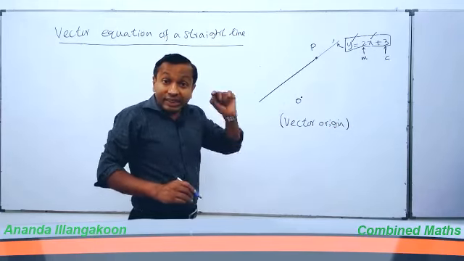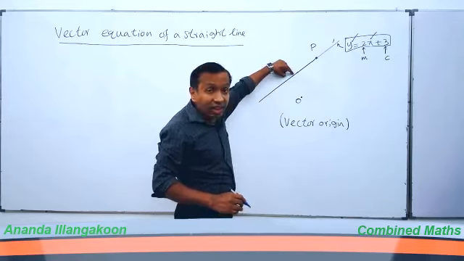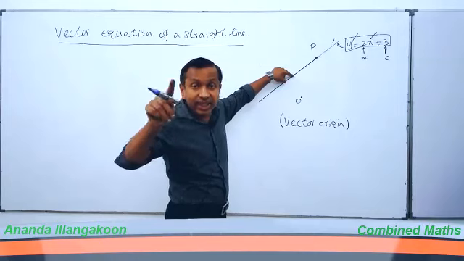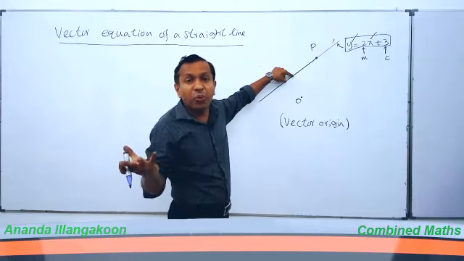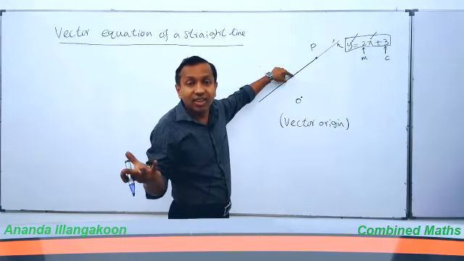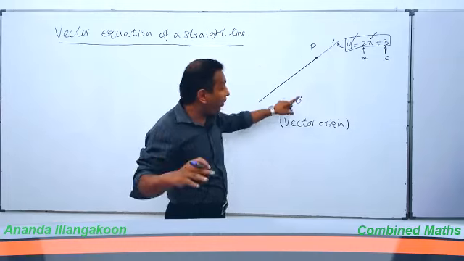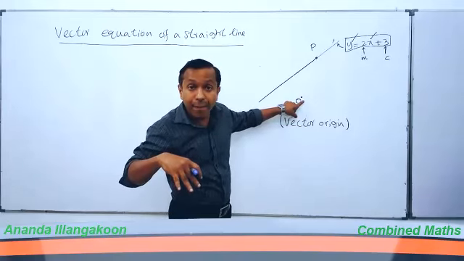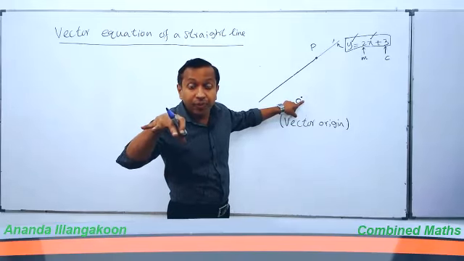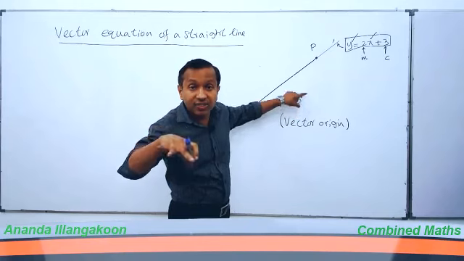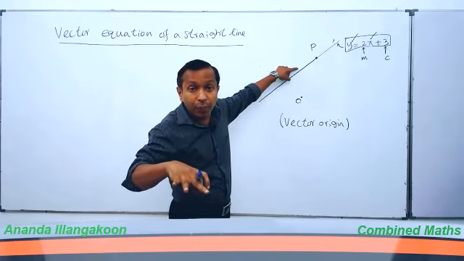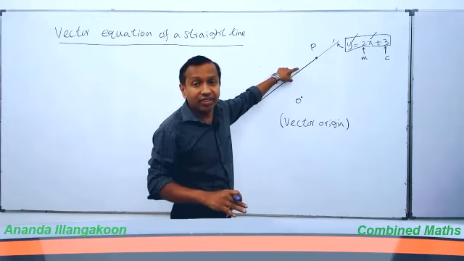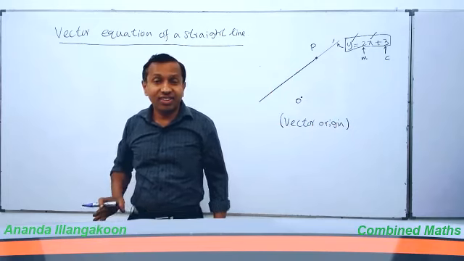Now people, earlier on the line, if we consider a point, it had x and y two coordinates. Now no x and y axis. Instead of those two axes, now we have a vector origin. Earlier, when we had x and y axes, we could give x and y coordinates of any point on the line. This time no x and y axis.